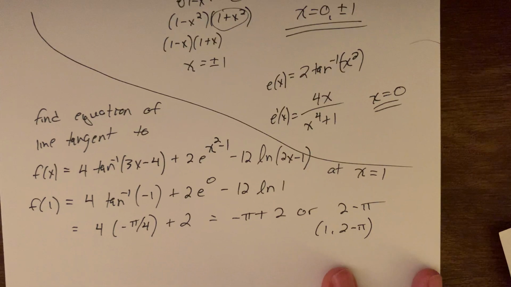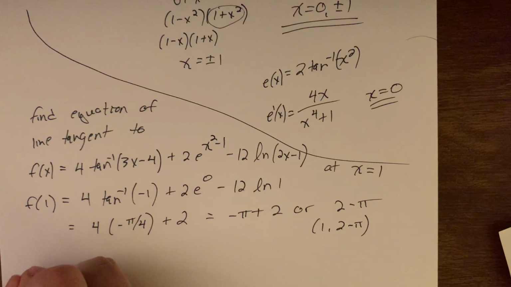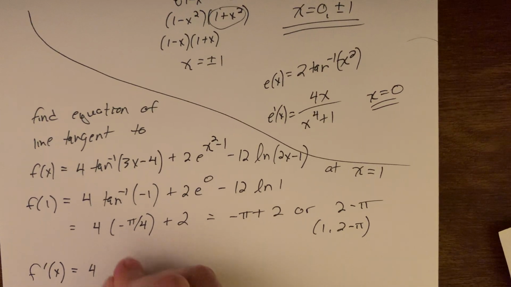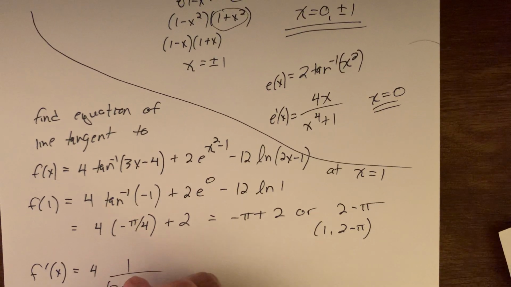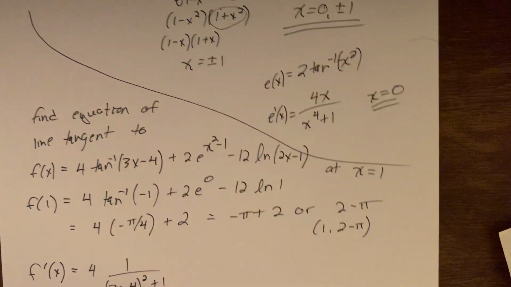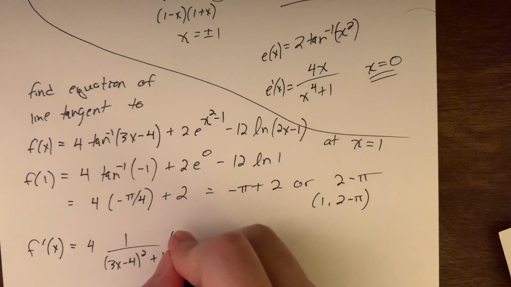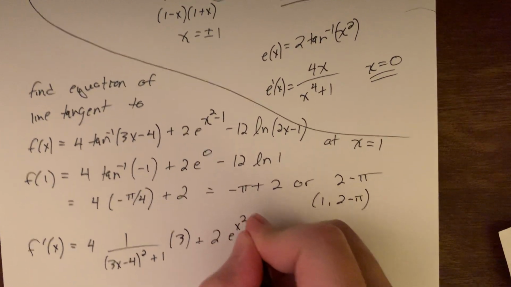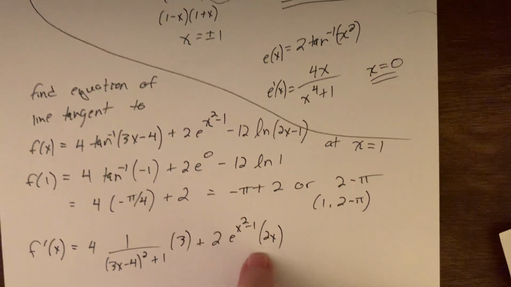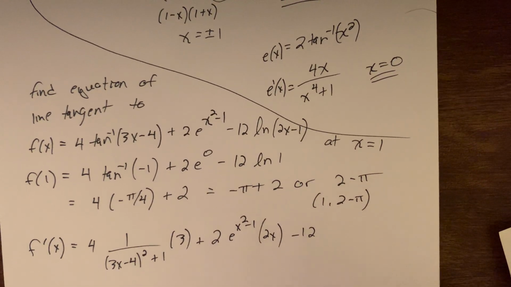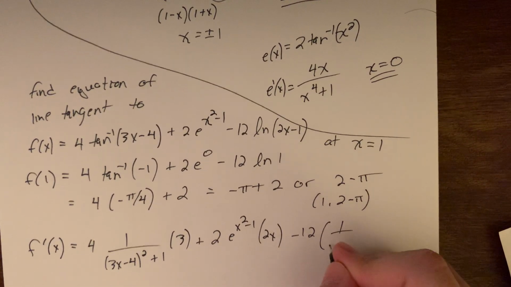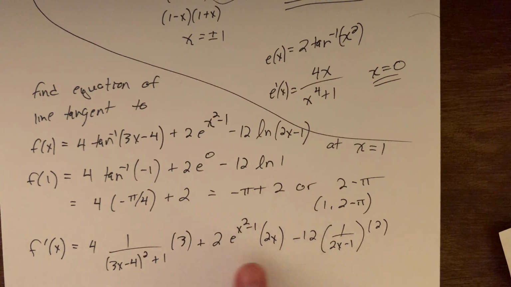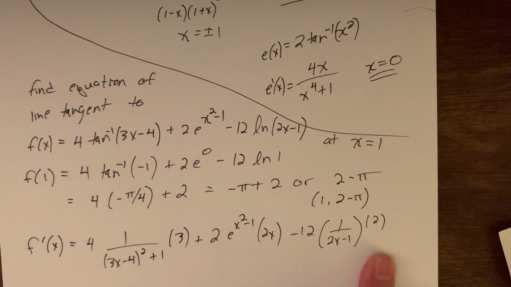The second part here, the derivative for the slope, so f prime of x, so 4, 1 over u squared plus 1 times du, plus 2 pushes along, e to the u times du, minus 12 pushes along times 1 over u times du. So again, good practice with the other derivatives as well.